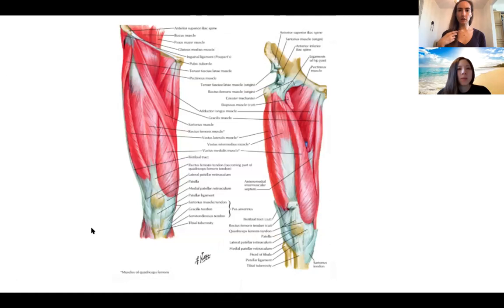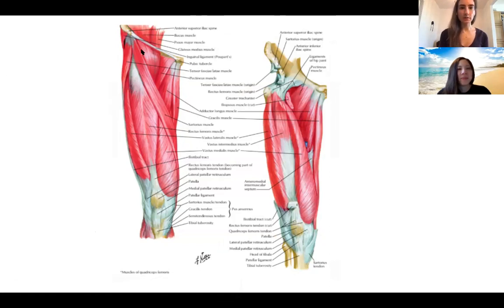Next, this is from Netter. You can appreciate the other hip flexor muscles that involve both the hip joint and the knee joint. So you can see here, this is the sartorius muscle. Fun fact, it is the longest muscle in the body. It has a diagonal course.